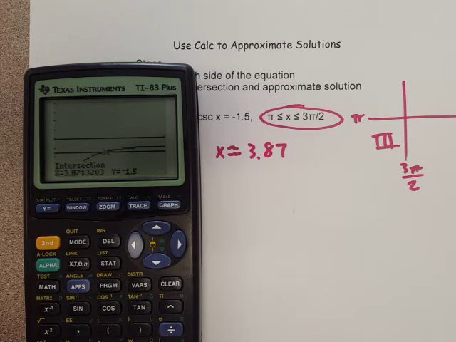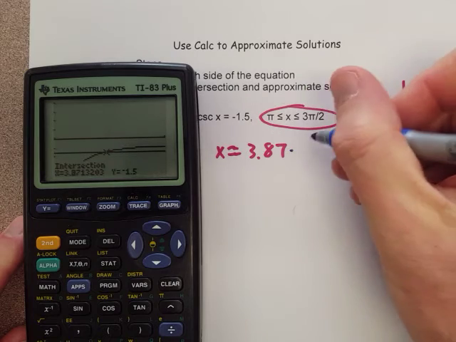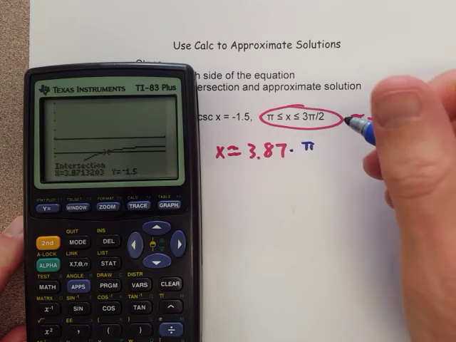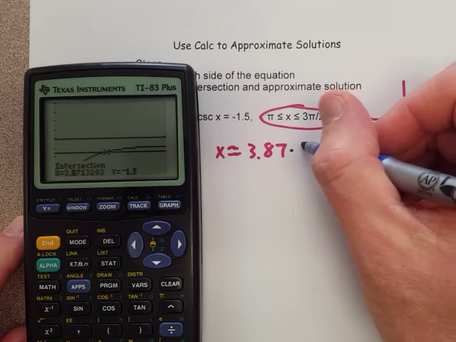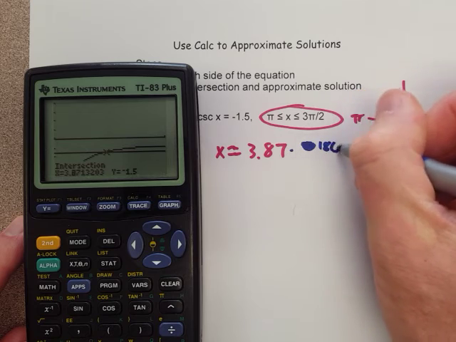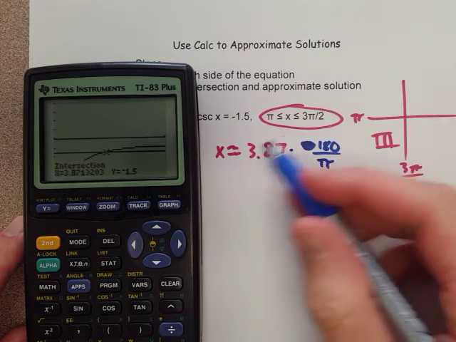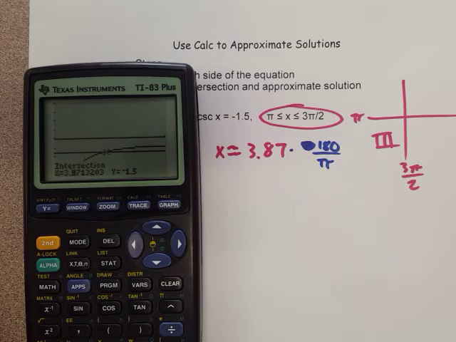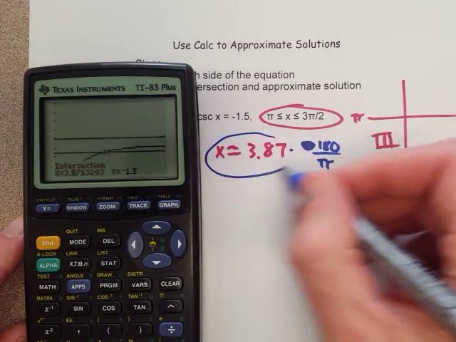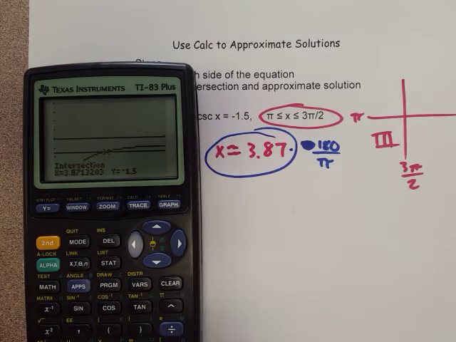If you wanted to see what that was like in terms of degrees, you could always, of course, convert that by multiplying by 180 over pi. Then you could figure out what it is in degrees if you're curious about that. But this is the answer that we're looking for when we use the calculator.